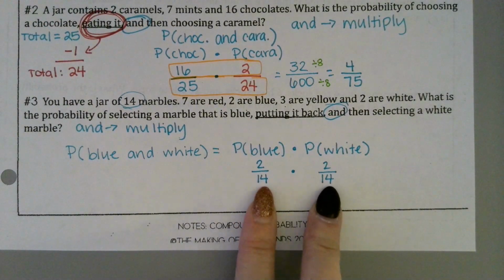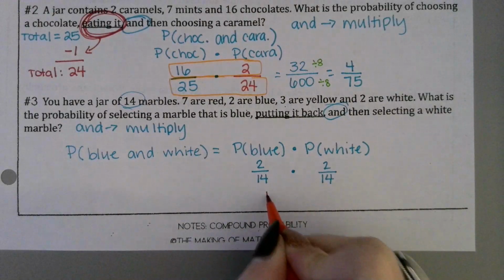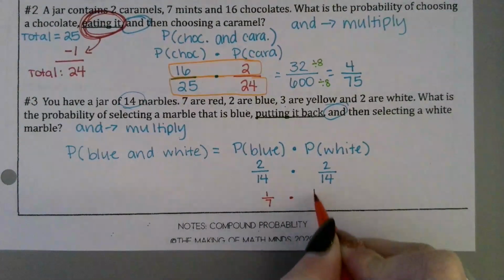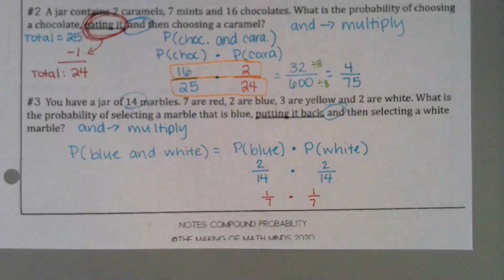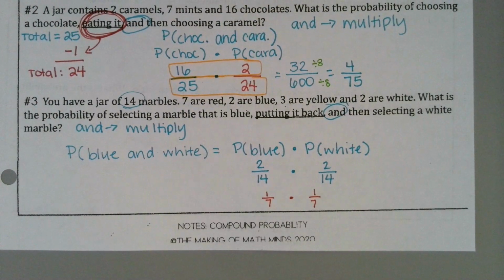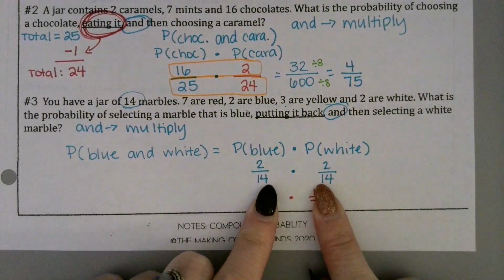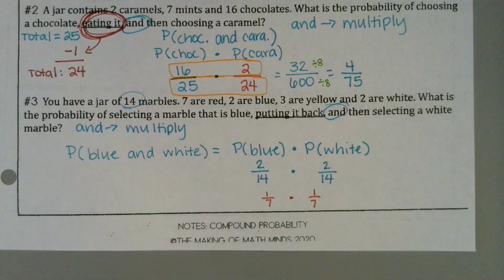But I also see that I can reduce 2 over 14. What does that reduce to? So if I reduce 2 over 14 to 1 over 7 and 1 over 7 before I multiply, then after I've multiplied, I don't have to reduce a bigger fraction. We could have done that on the last problem too. I think it's easier to reduce 2 over 14 and 2 over 14 rather than reducing 4 over 196, because that's what it would have been. And 196 is a big number.